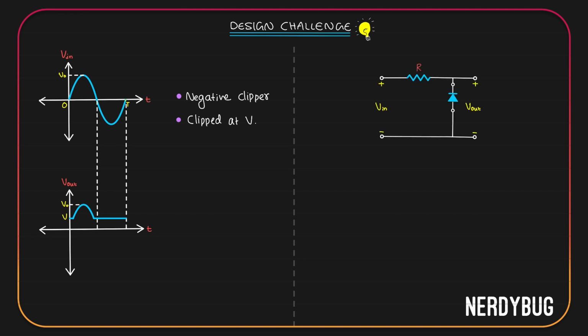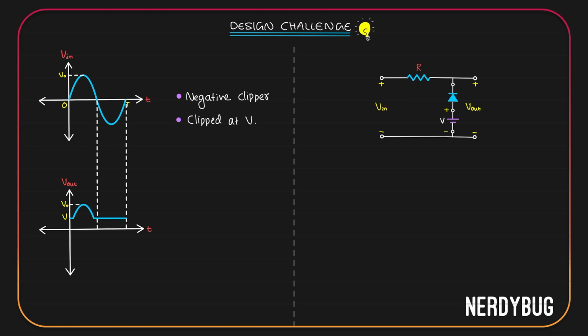For the clipping to happen at positive V, we have to add a cell of potential V with its positive terminal here and negative terminal here. Let us do that. Let's do the analysis to check if it actually works. The cell is already providing positive potential here and negative potential here for the diode, so it is already switched on. It will only be switched off if it gets a higher positive potential here than what it already has here, which means only when V input is greater than V, the diode will be switched off.